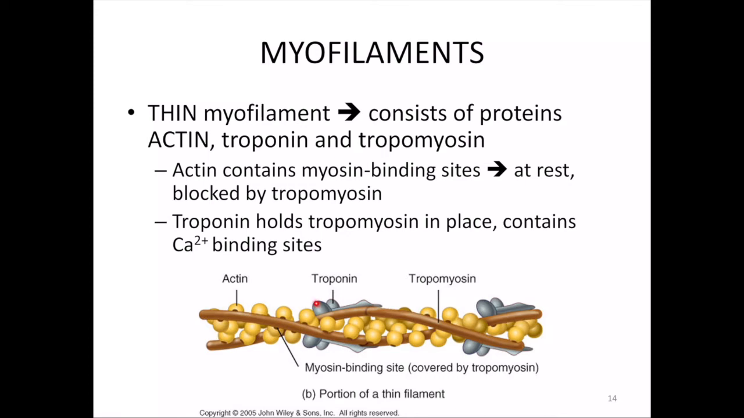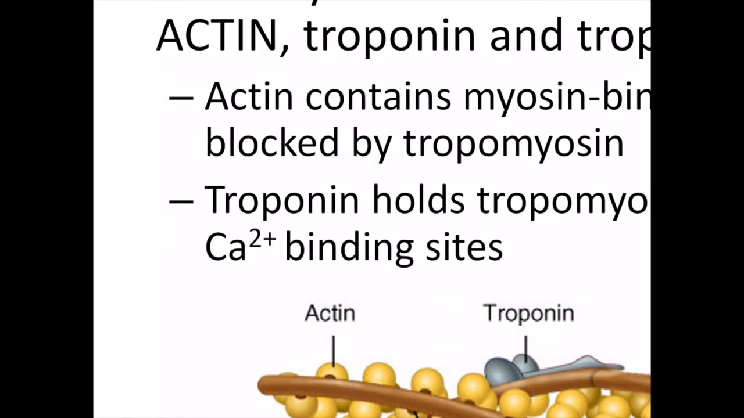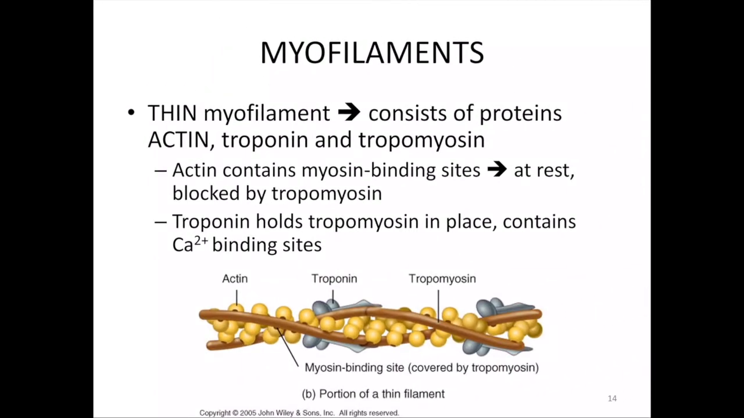Okay, and once calcium binds to troponin, let me just draw a calcium. Sorry about that. So once we have calcium, it binds to troponin over here. It's going to cause a conformational change that's going to push tropomyosin aside, and it's going to reveal those myosin binding sites on actin, and that is what's going to help facilitate the cross bridge.